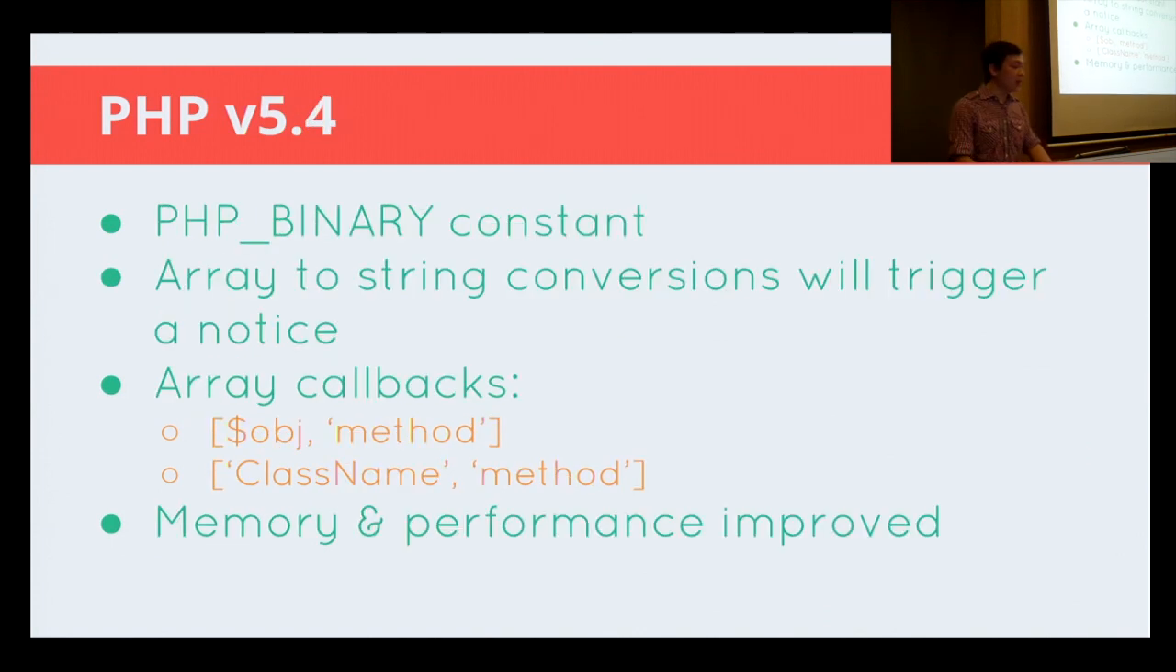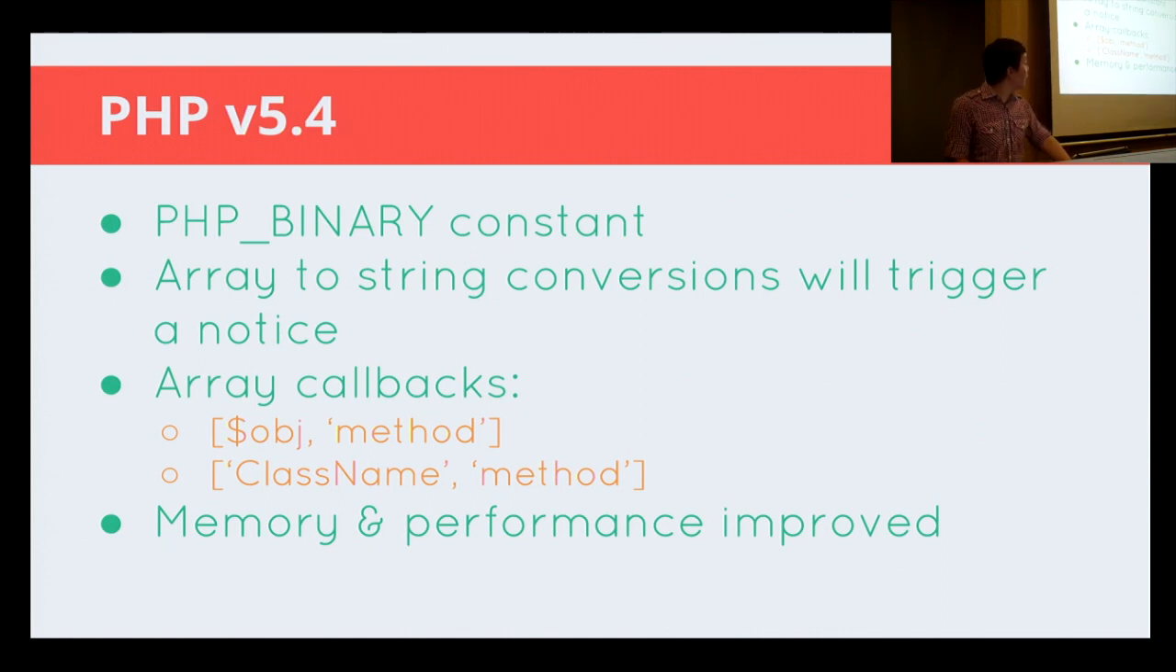Okay. Going to PHP 5.4, we have some new changes. The first one that I want to mention is the big memory and performance improvement. It increased the performance by around 30%. And in PHP 5.4, we have a PHP binary constant, which stores the value of the binary file of PHP. And in PHP 5.4, when we do an array to string conversion, it will trigger a notice. And if you set the error reporting level in your php.ini to include E_NOTICE, you will see that message displayed.